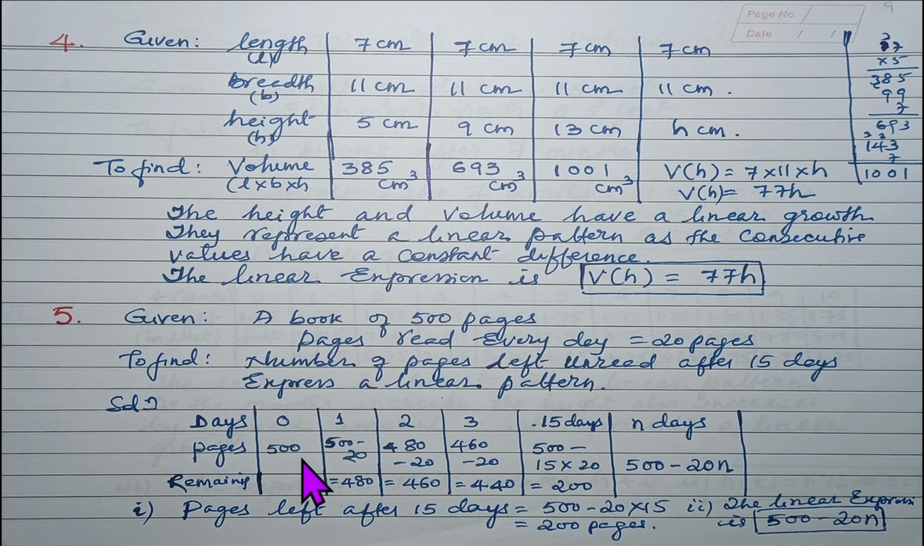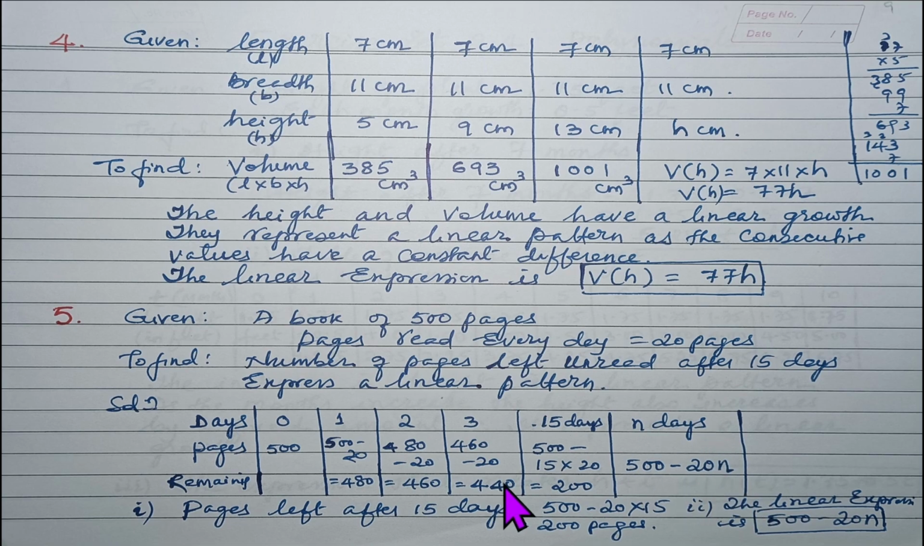On day 0 the number of pages is 500. On the first day 20 pages are read, the remaining are 480 pages. Second day, again 20 pages are read, therefore the remaining would be 40 pages less, that is 460. Again 20 less, 440. Again there is a less of 20, and after 15 days the number of pages remaining is 200 pages. That means the general form is 500 minus 20n.